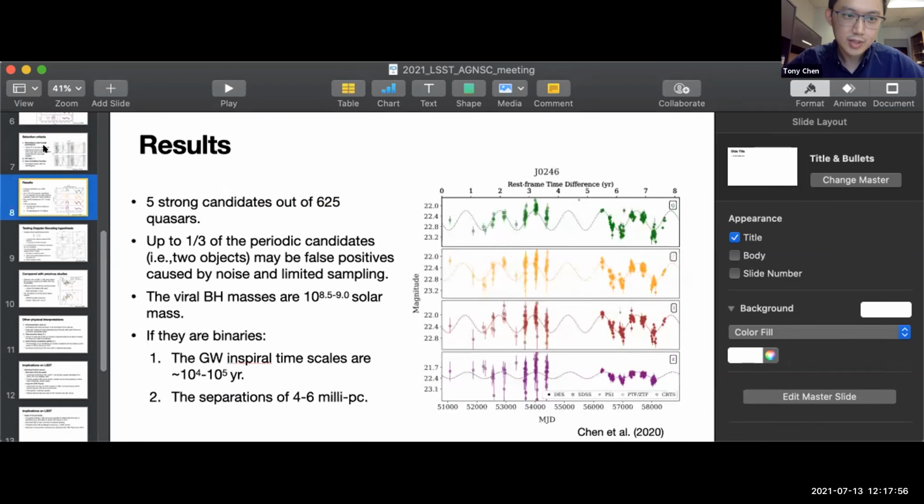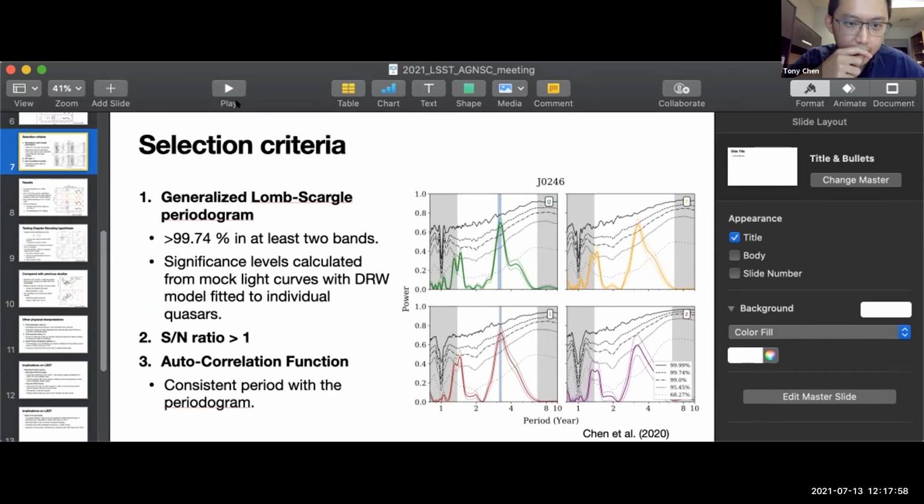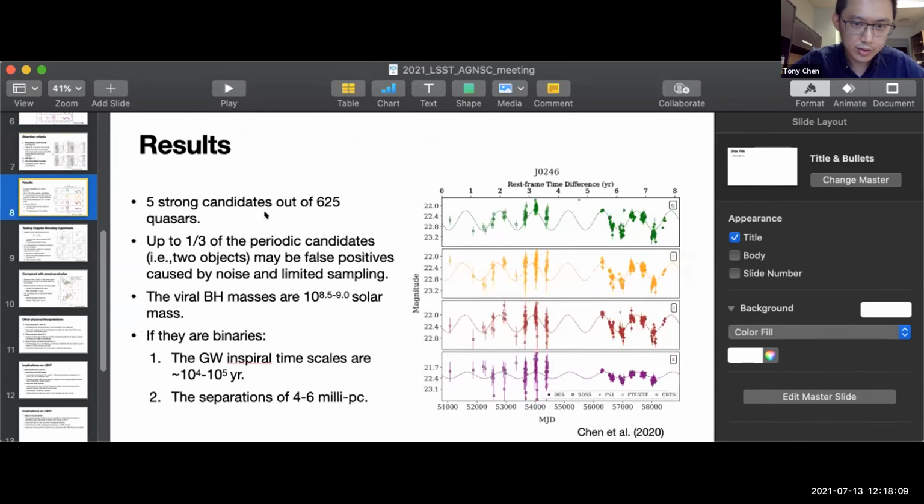Yes, and we also used other selection criteria to test those light curves. So the final up to 1/3 of those is from the method we use. Does that answer your question? Yes, thank you.